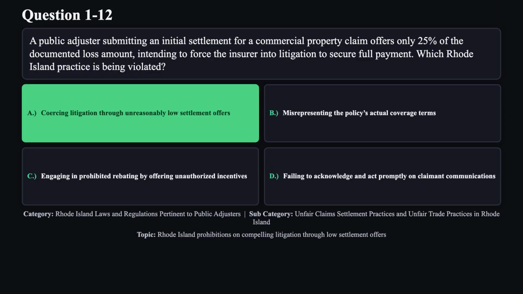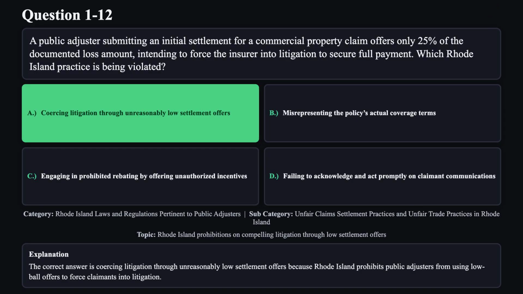The correct answer is A. The correct answer is coercing litigation through unreasonably low settlement offers because Rhode Island prohibits public adjusters from using lowball offers to force claimants into litigation.